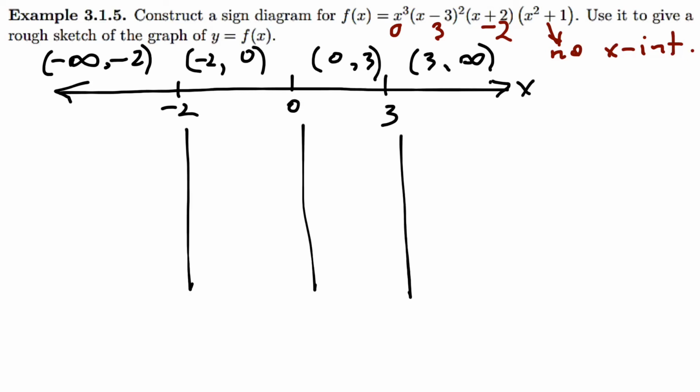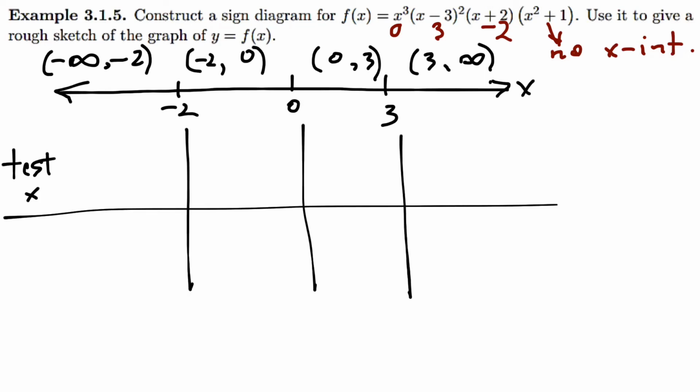So the selection of a test x is arbitrary in that it only has to be any number that lies within that interval. So I'm picking out test x's first, and then from there I'll plug it in and figure out the sign of f of x, basically the sign of the function. Positive is above the axis, negative is below the axis. The test x's that I'm going to choose are -3, then -1, then 1, then 4. Somewhat arbitrary, but each has to be within its interval.